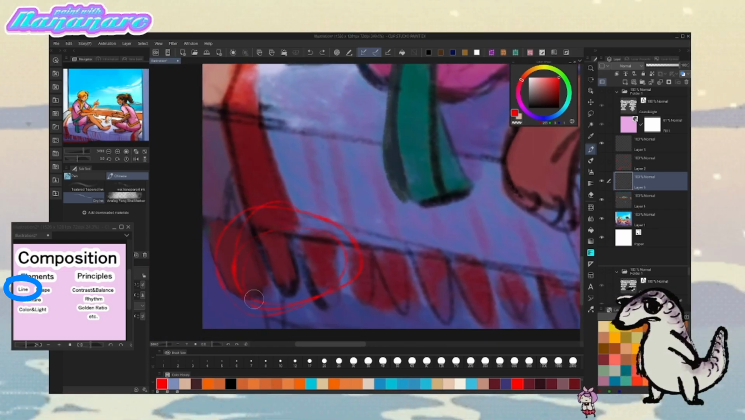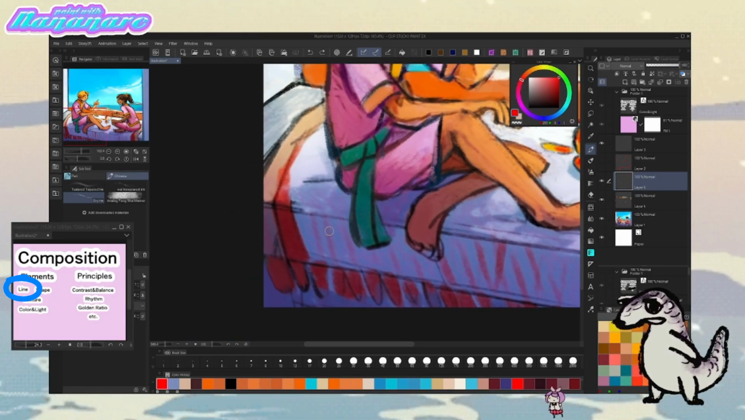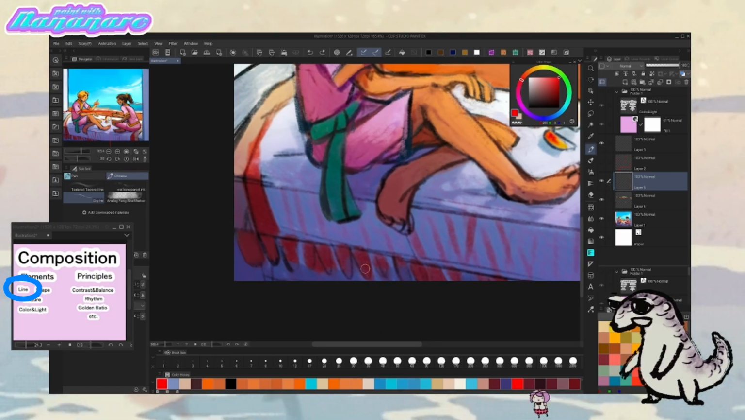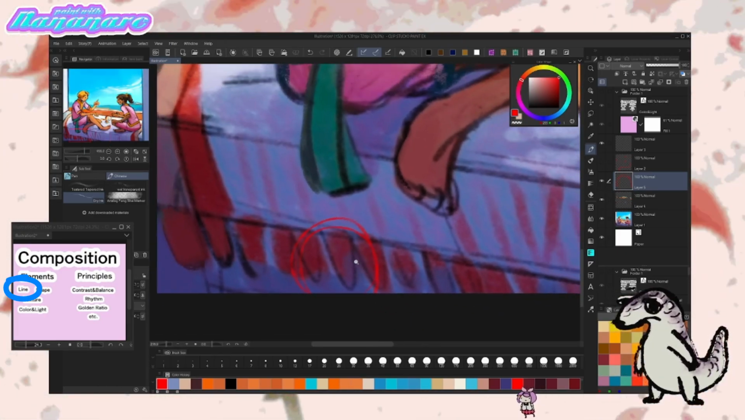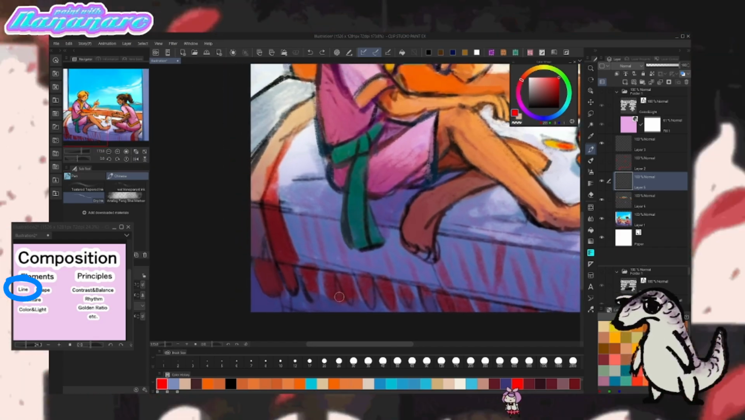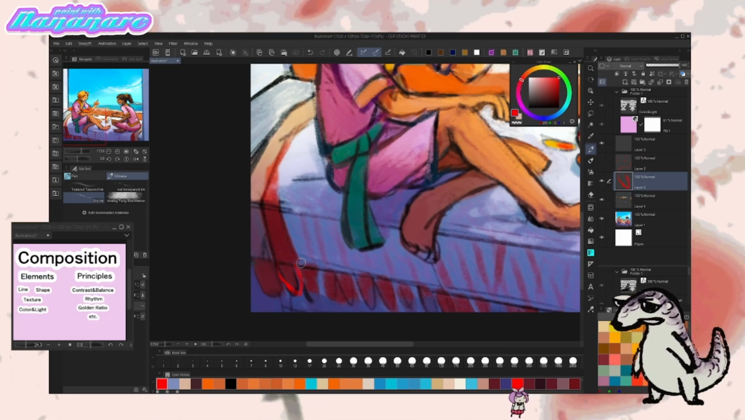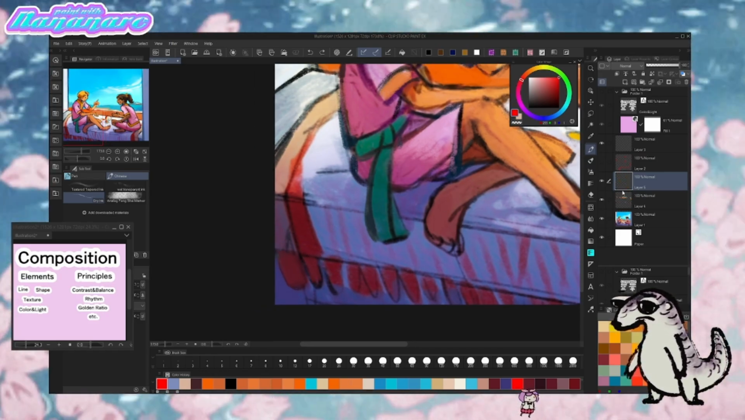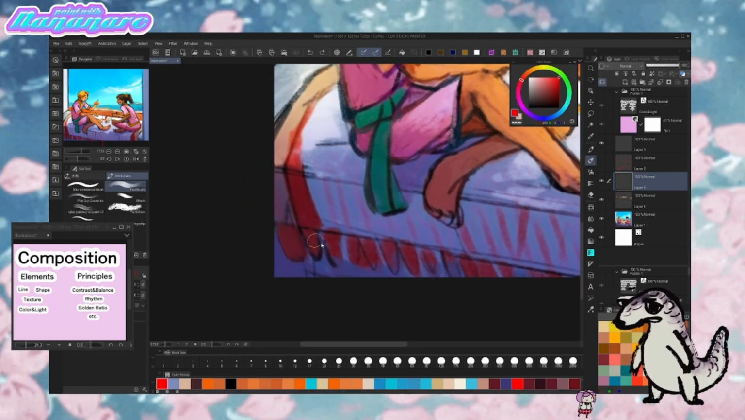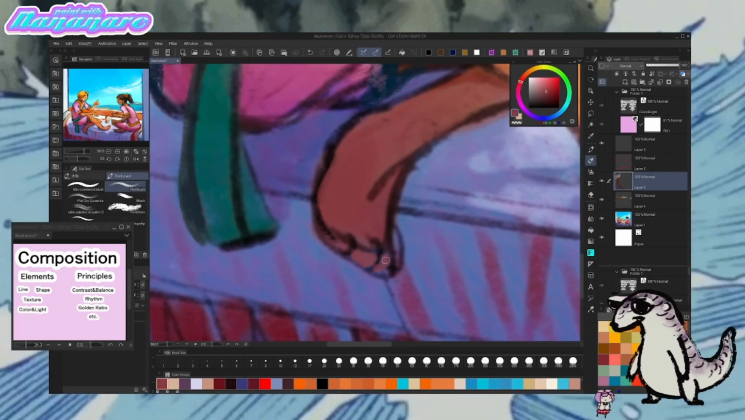this part right here, it's sticking out because the line weight is really heavy and the opacity is high. Like, this here is good because the opacity is low and the line weight is small, but the line at the edge here is sticking out. Same thing with the toes here.